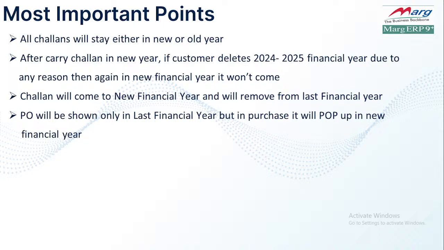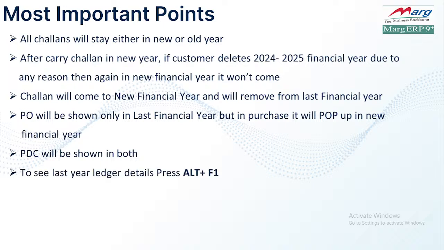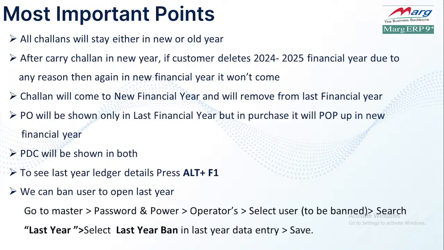PO will be shown only in the last financial year, but in purchase, it will pop up in the new financial year. PDC will be visible in both the financial years. To see the last year ledger details in the current financial year, we have to use the shortcut key, that is Alt F1. If we want to ban the user from opening the last financial year, we have to follow the path.